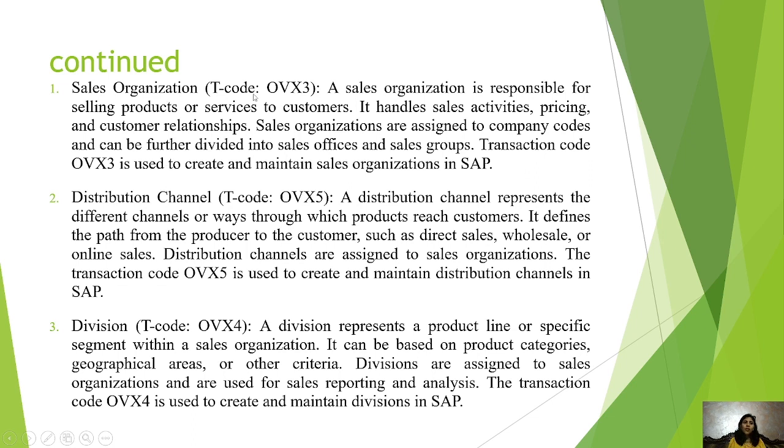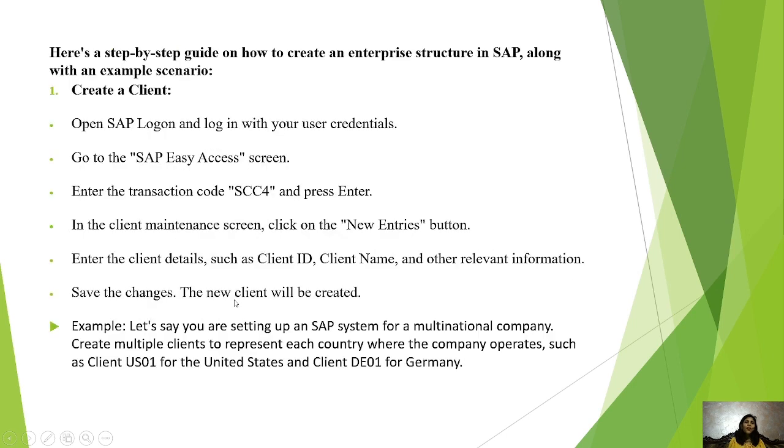For example, for sales organization, the T code will be OVX3. This transaction code is used to create and maintain the sales organization in SAP. For the distribution channel, again the T code is OVX5. It will create and maintain your distribution channel in SAP. For the division, our T code is OVX4. These are the notes I prepared, so if you want to learn SAP, these are the basic steps involved.